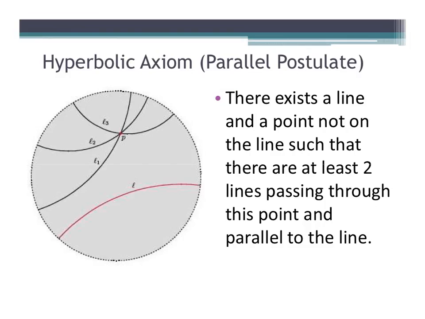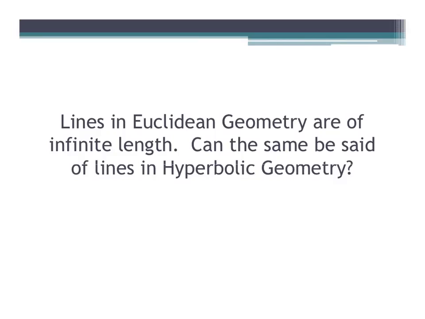So to sum up the hyperbolic axiom, there exists a line and a point not on the line such that there are at least two lines passing through this point and parallel to the given line. Lines in Euclidean geometry are of infinite length. Can the same be said for lines in hyperbolic geometry? If you think of the Poincare disk model, since the edges of the circle go on infinitely, the lines also move on infinitely. So the same can be said of lines in hyperbolic geometry.